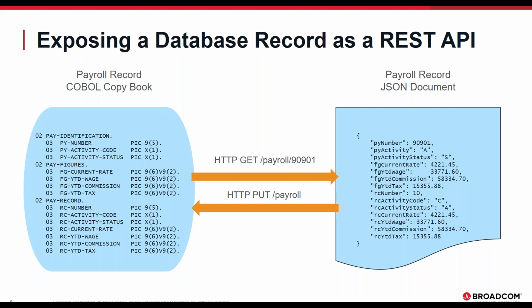An HTTP GET request gets a resource from the internet somewhere. In this case, we're saying we want a payroll record, and furthermore, that payroll record has a key of 90901. So when the GET request occurs, the data described by this copybook would be transformed into essentially the same data, but in a JSON document, and JSON stands for JavaScript Object Notation.